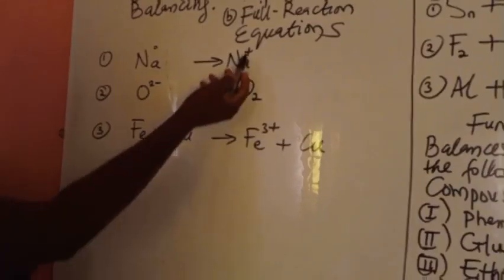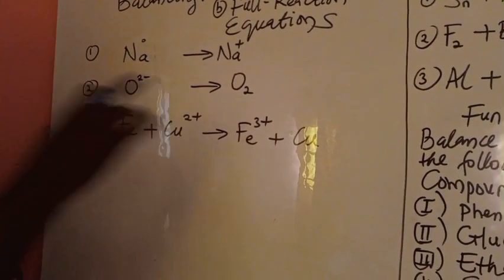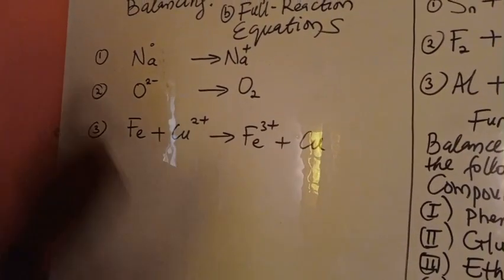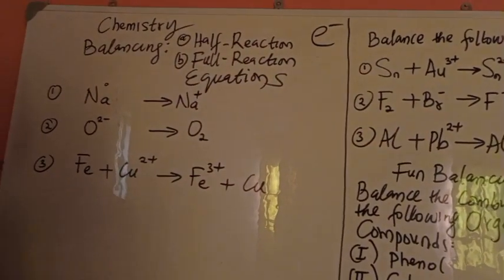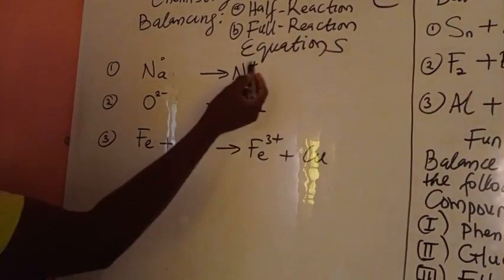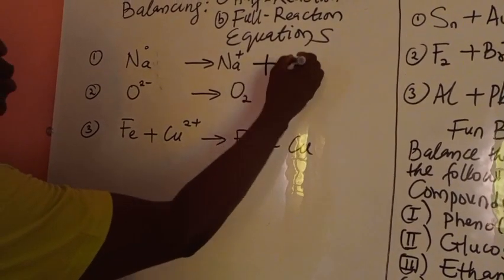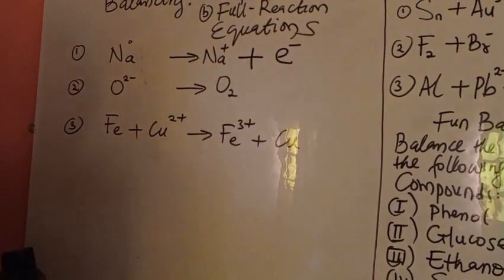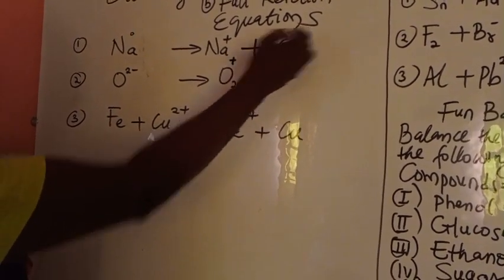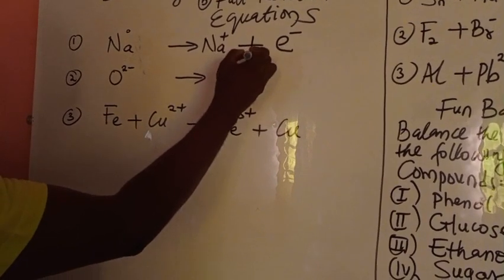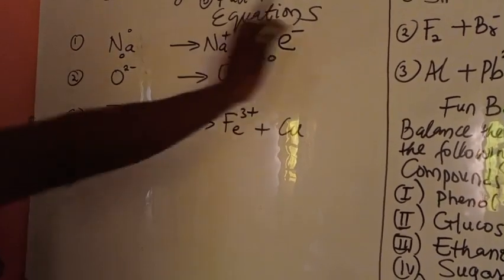So to balance, I need to neutralize this. Don't forget that we neutralize charges, or we minimize charges, or we increase charges by introducing electrons. So which side will I introduce the electron now for both sides to balance? It is this side, plus 1 mole of electron, because +1 minus 1 equals 0, and we already have this to be equal to 0 here. So that's how to balance that.